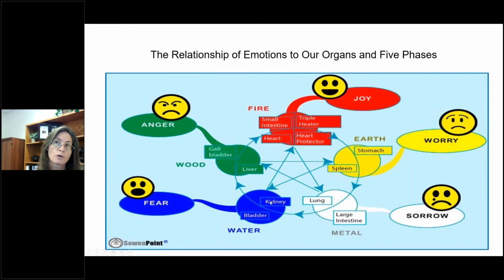If we look at the control cycle, this is another way that it can be affected. So water controls fire. It's associated with the kidney and urinary bladder system, and the emotion is fear. So excessive amounts of fear can have a negative effect on the heart because this is excessive. So it becomes over-controlling to the fire and creates pathology.